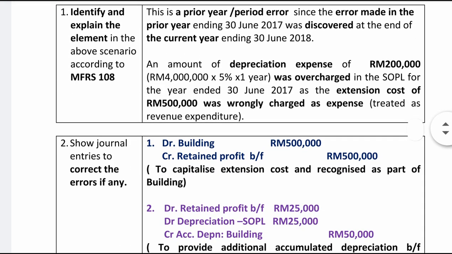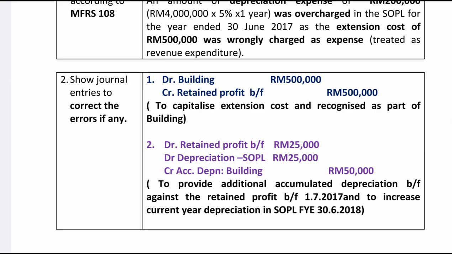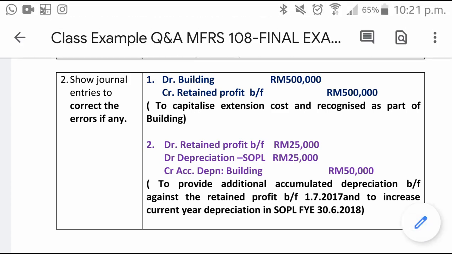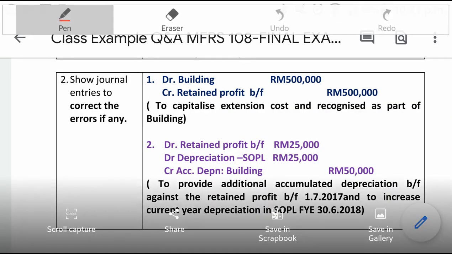Now we go to part 2. In part 2, if you have already identified the error, what are the corrections? Earlier I showed you what the error was and what the correct entry was, and now how do we correct the error? If you can still recall, we wrongly debited our expenses in the prior period. Because of that, our depreciation expense was also undercharged. So you need to correct the error.